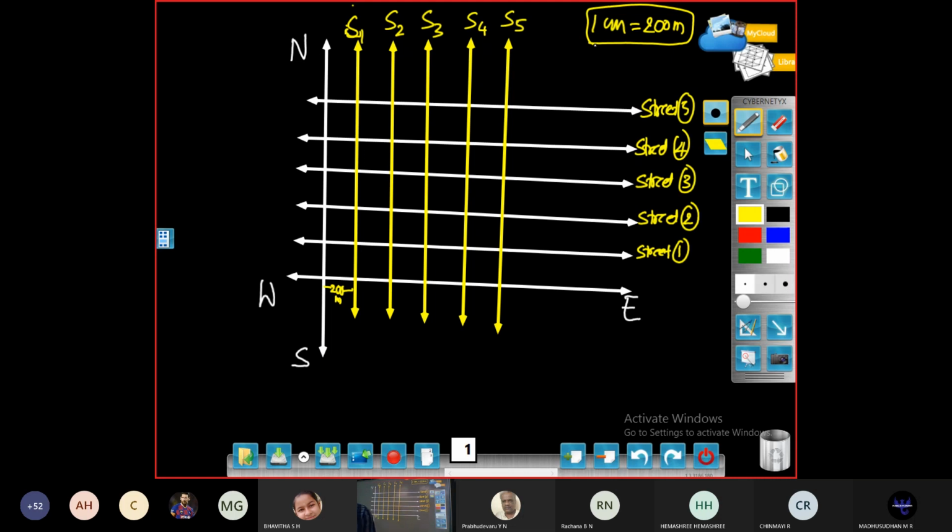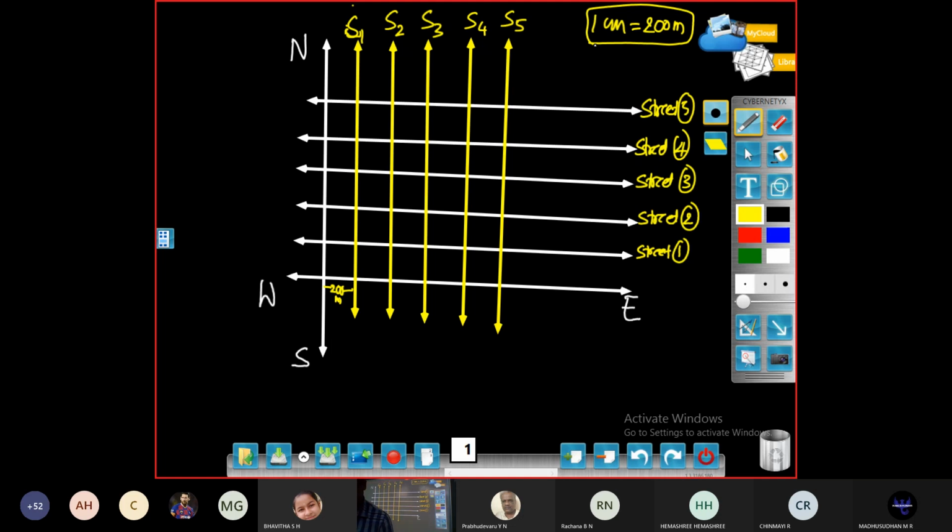The next thing is what they have given. Each street is 200 meter apart. The distance between each street is 200 meters. Now there are many crossroads in your model. A particular cross street is made by 2 streets. One is running in the north-south direction, another one in the east-west direction. Each cross street is referred to in the following manner. If it is the second street running in the north-south direction and the 5th in the east-west direction, you will call this as 2-5.